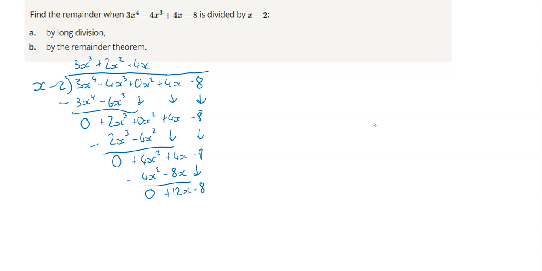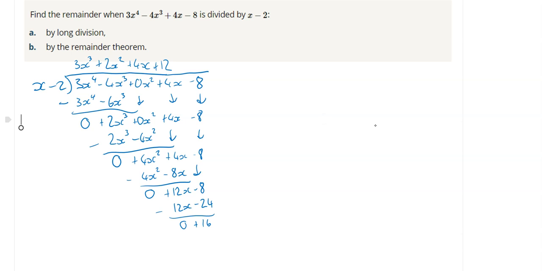X times what gives me 12x? 12. So I get 12x. And then negative 2 times 12 gives me negative 24. Minus that away, and that is going to be 16. Sorry, yeah, you're right. Positive 16, and we get a remainder of 16.